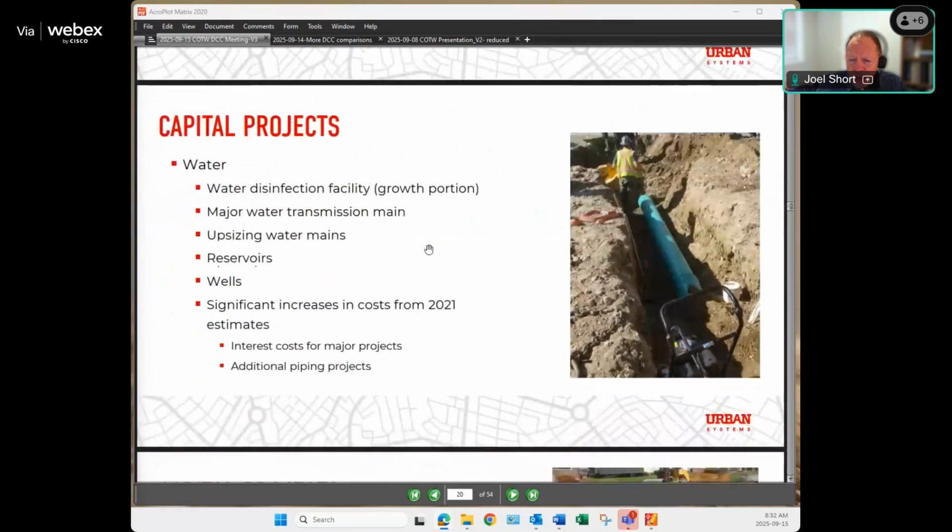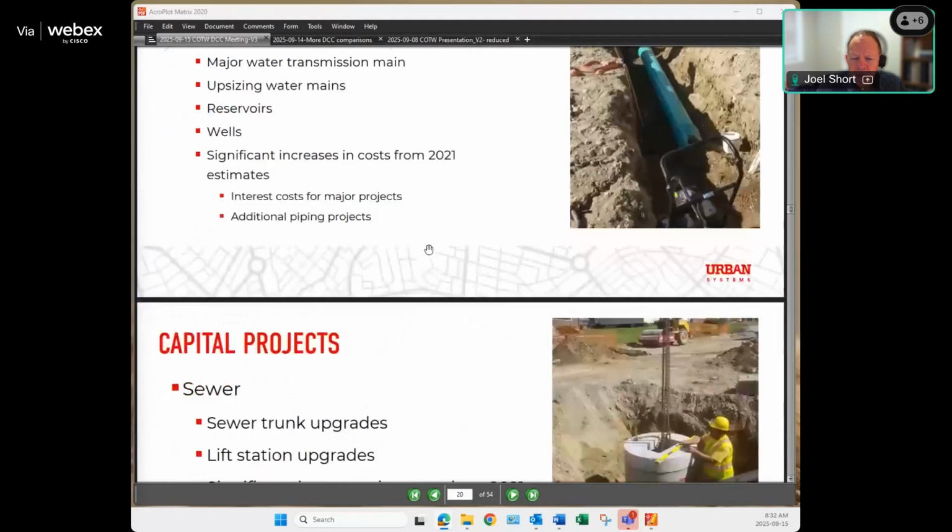Okay, on to other projects. So we've got water projects. We've got the water disinfection facility, at least the growth portion of it. There's some major water transmission mains. We're upsizing some water mains. There's some work that has to be done on reservoirs and wells. And I'd say the significant increases in costs from the 2021 estimates were just overall increases in costs for the major projects, and some additional piping projects that have been identified.